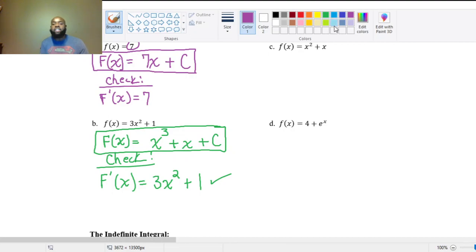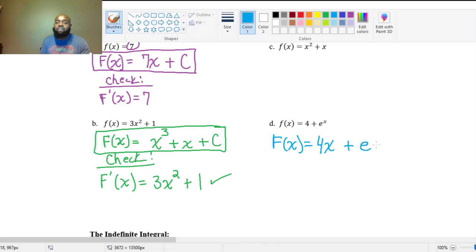I have f of x equals 4 plus e to the x, right? I want to find the antiderivative, right? Well, I'm going to go term by term. My first term is just a constant. Remember, the derivative of a linear function gives you a constant, and that constant is the slope of that linear function. So I'm going to write something that looks linear. Remember, the derivative of e to the x is e to the x, right? So if I undo its derivative, I get its antiderivative.